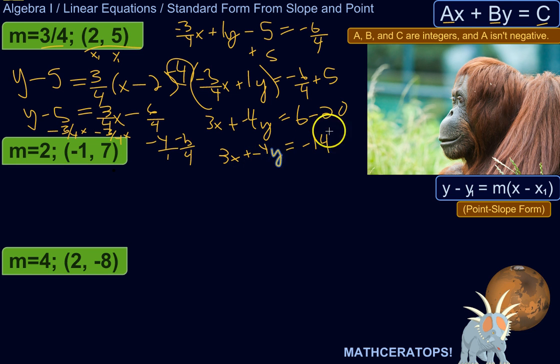So this equation, at long last, is 3x plus negative 4y equals negative 14. I've got some number times x plus some number times y equals some number, and these some numbers are all integers, and a is not negative, so that's good. If a needs to be 0, that's okay. If you don't have an x or you don't have a y, just call it 0x or 0y.